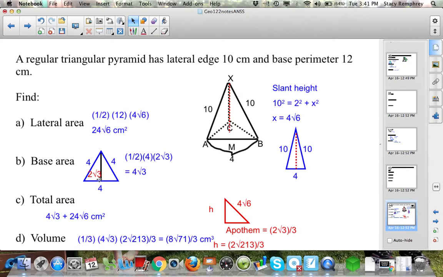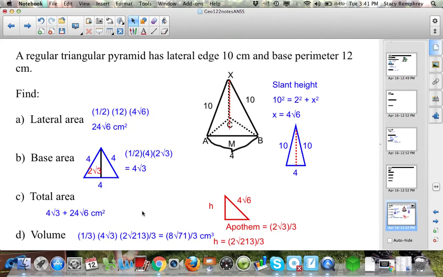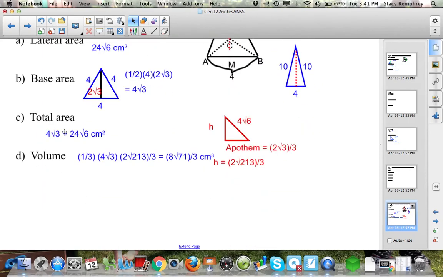For the area of the base, I knew the base was an equilateral triangle. Again, I figured out the sides were all 4 because I took 12 and divided it by 3. That's how I got 4. I know this is 2, and you can use Pythagorean theorem. You could also use that this is a 30, 60, 90 triangle, and figure that out. So the base area would be 4 root 3. For the total area, I'm taking the base area and adding the lateral area. Square roots aren't similar, so I can't simplify that.